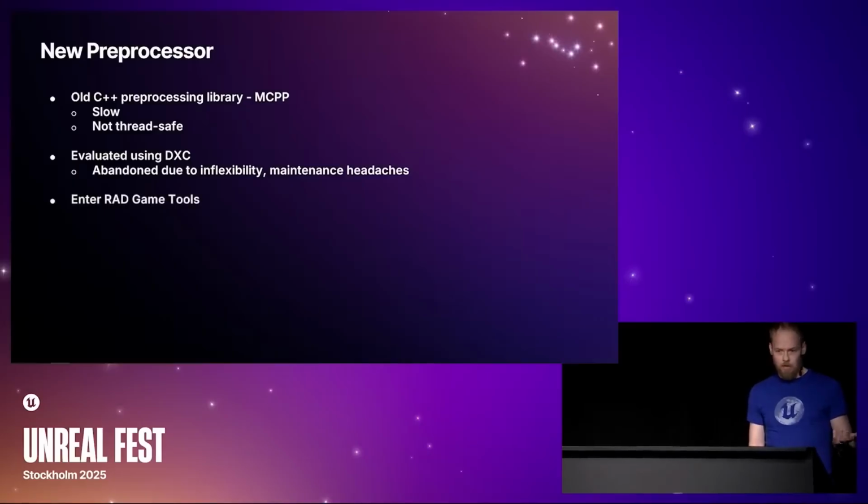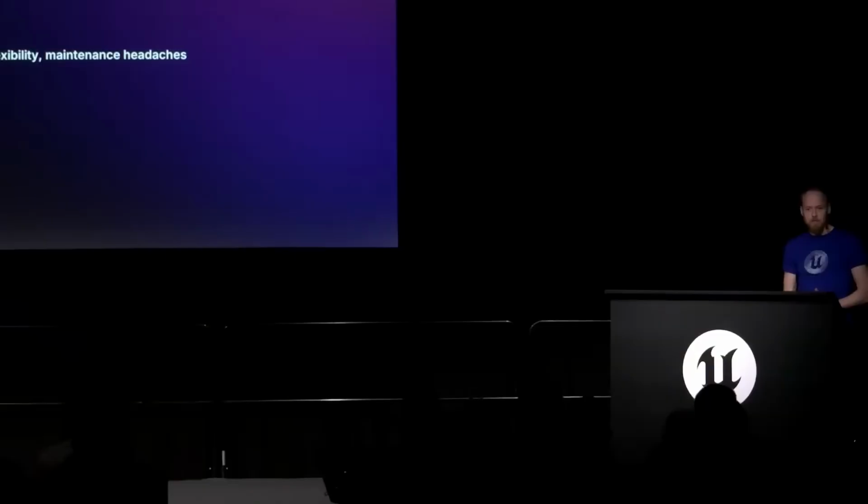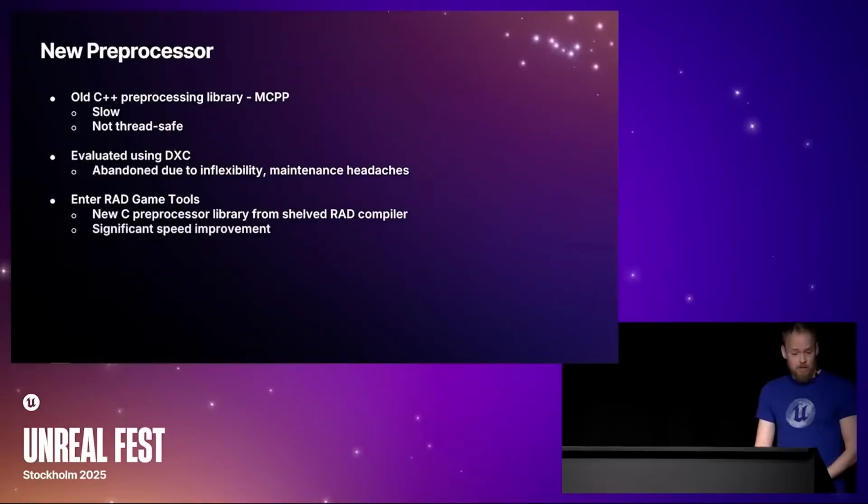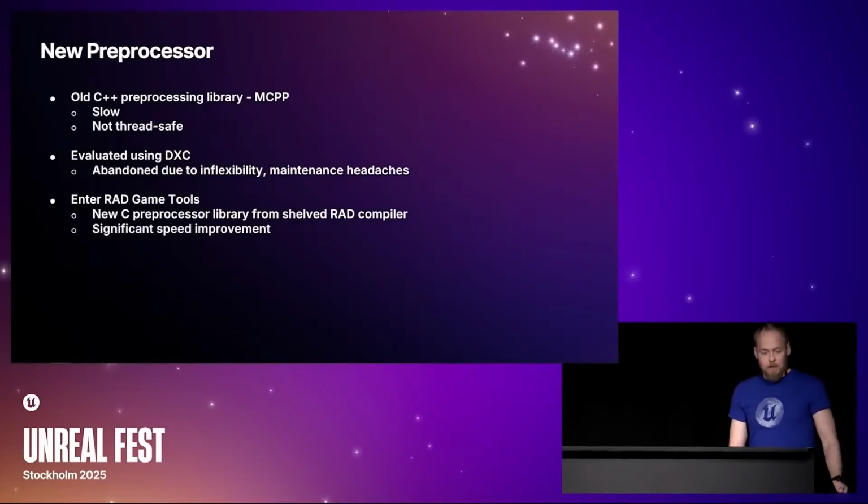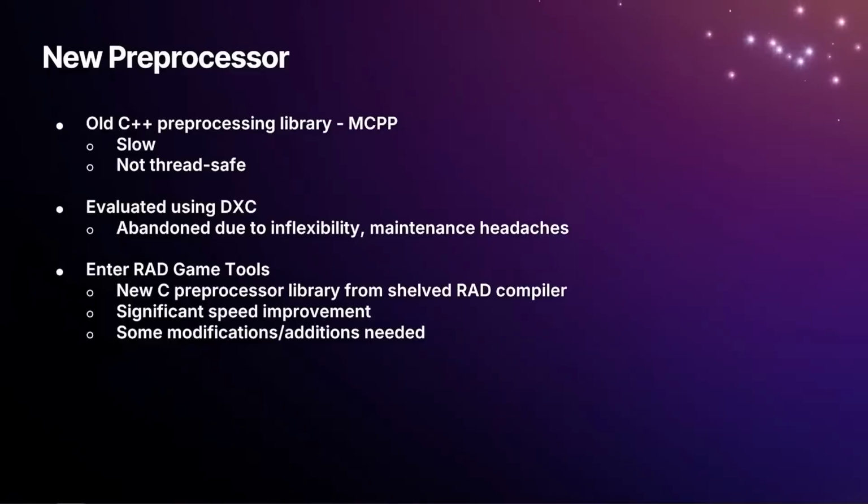Now, Epic, around the same time, acquired RAD Game Tools, which was great. It came to light they had a fast pure C preprocessor that came about as part of a shelved RAD compiler project. So we started testing it. Early tests showed quite a good improvement over DXC and even better over MCPP, though it was incomplete. It needed some work to make it fit for purpose in the shader compile system.